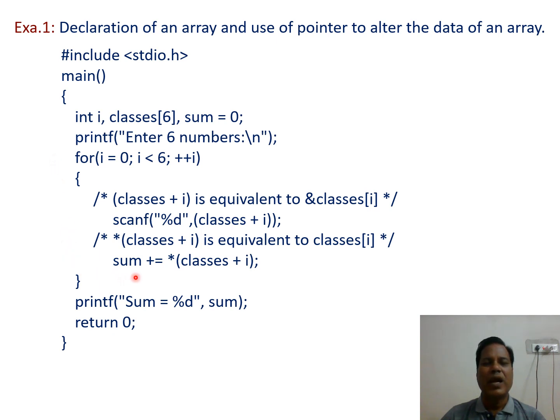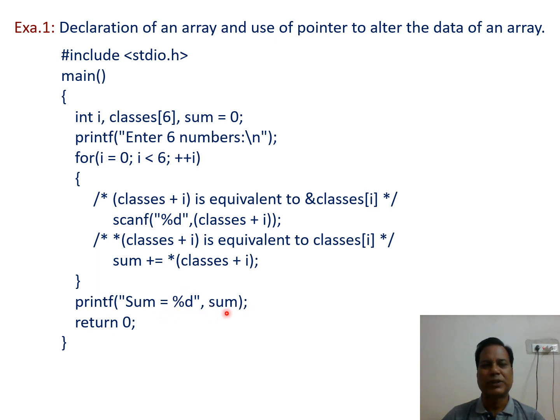statement. And when the value of I becomes equal to 6, the condition becomes false, and then control comes out of the for looping statement, and outside of the for looping statement is the printf statement. So sum equals %d comma sum.